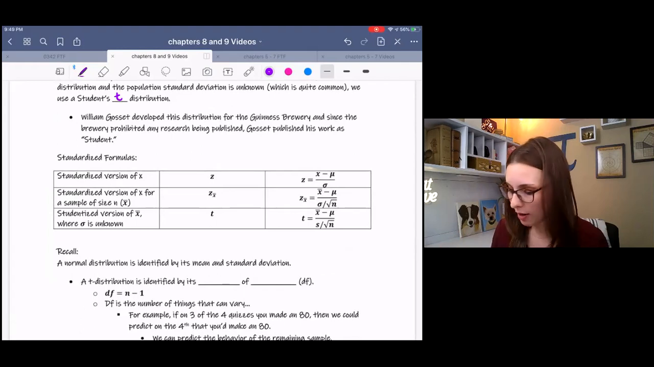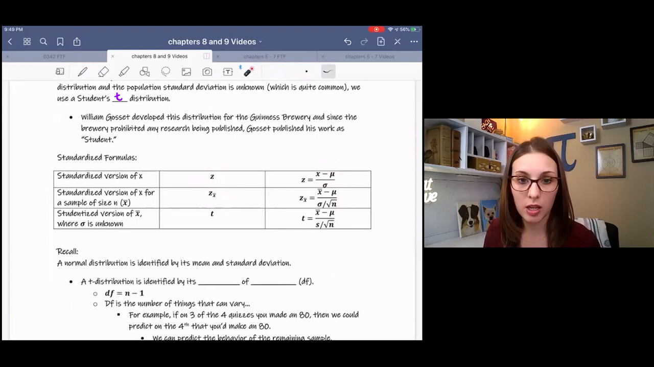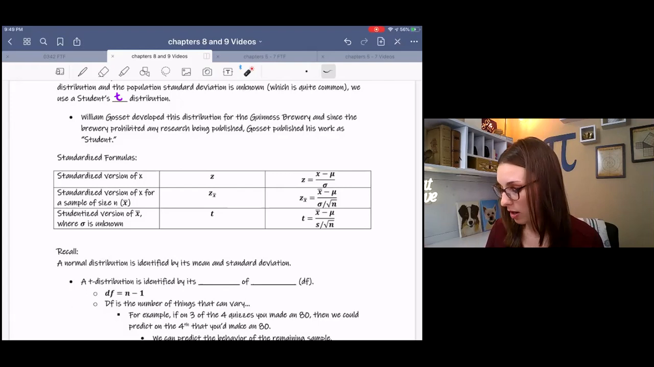And then I'm just summarizing some of the things that we've already looked at previously in lessons. We have the standardized version of X. We called that a z-score. We were given a value, the population mean, and the standard deviation. Then we have a standardized version of X for a sample size N when given X bar. That's what we found in the last one. We have the standard deviation of the sample mean instead. And now we're introducing the studentized version of the sample mean, where the population standard deviation is unknown. We use the sample standard deviation instead.